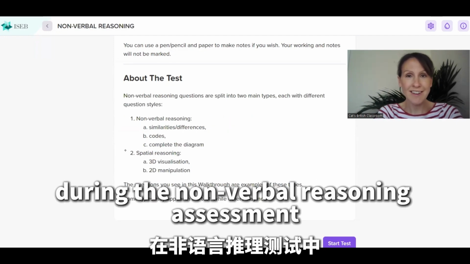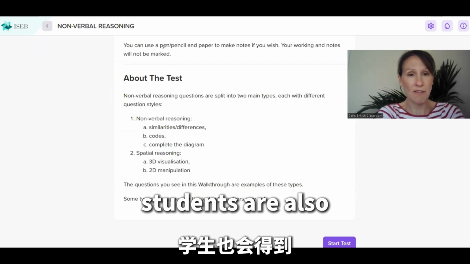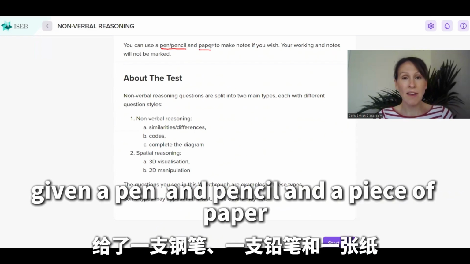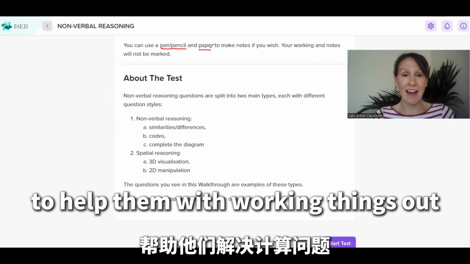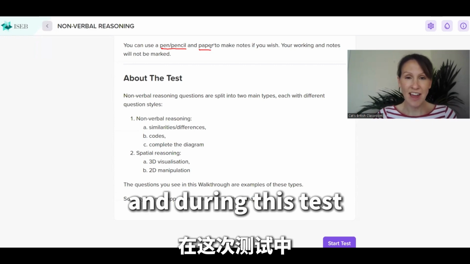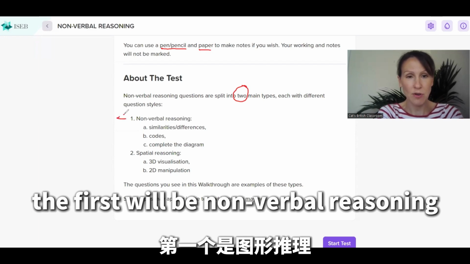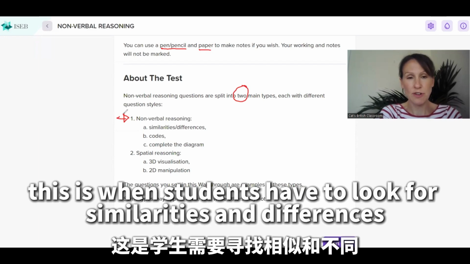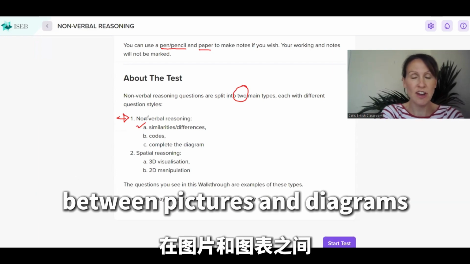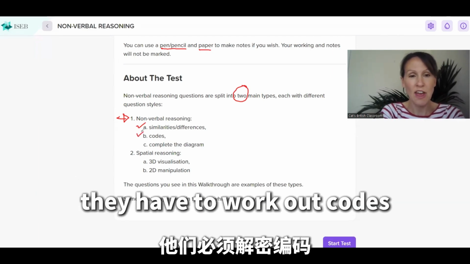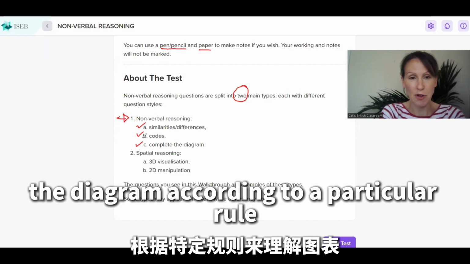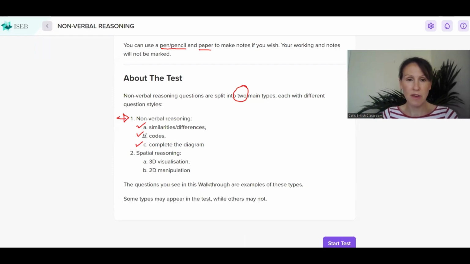During the non-verbal reasoning assessment, students are also given a pen and a pencil and a piece of paper to help them with working things out. And during this test, the questions will be split into 2 main types. The first will be non-verbal reasoning. This is when students have to look for similarities and differences between pictures and diagrams. They have to work out codes, or maybe they have to complete the diagram according to a particular rule.